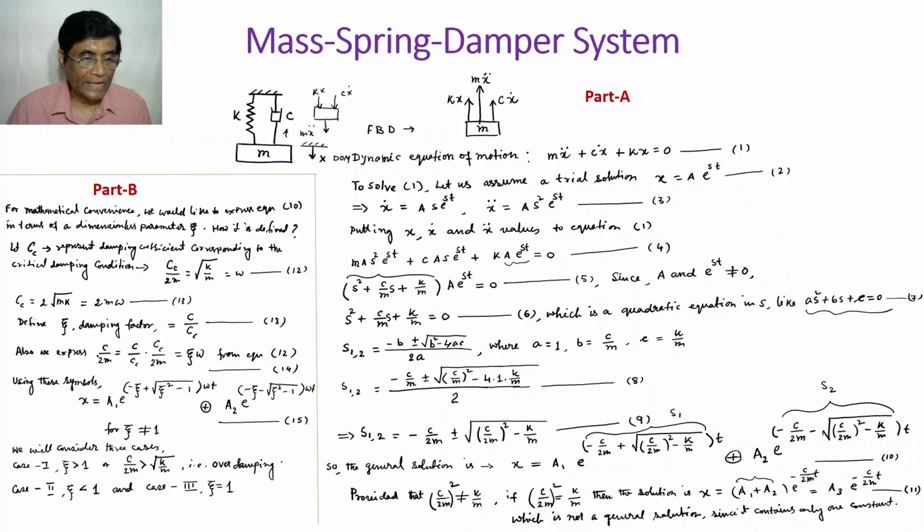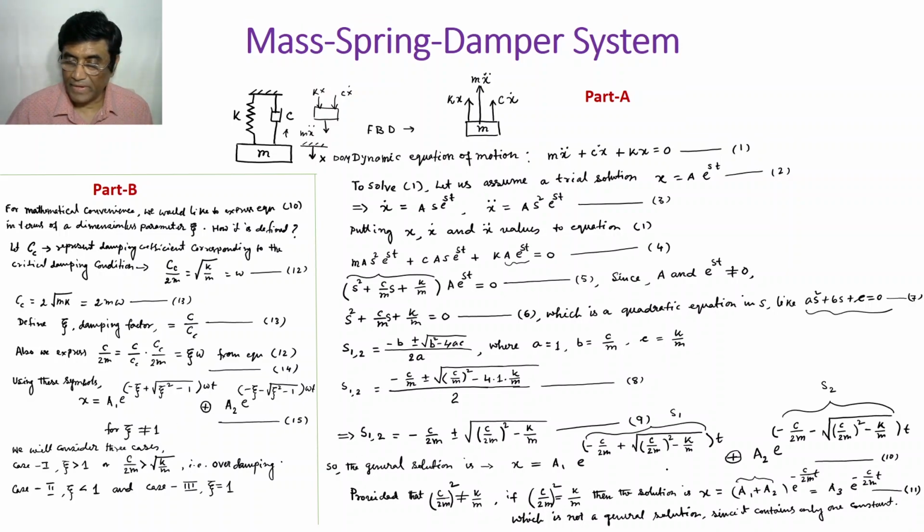So with a little bit of juggling, C by 2m equals C by Cc, with Cc divided by 2m. Why are we doing this? There is a purpose. We want to write C by 2m equals zeta omega, where zeta is a dimensionless parameter called damping factor. Now using this symbol, in place of C by 2m we will write zeta omega.